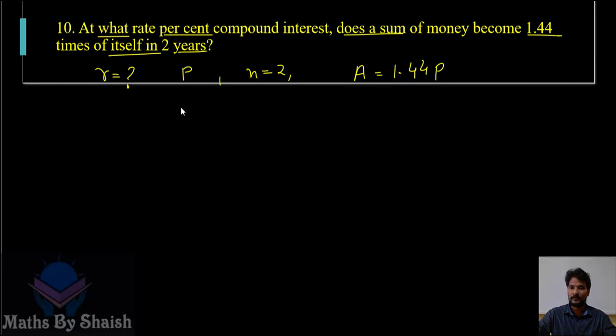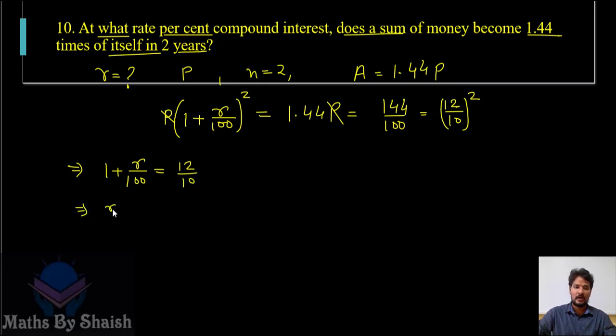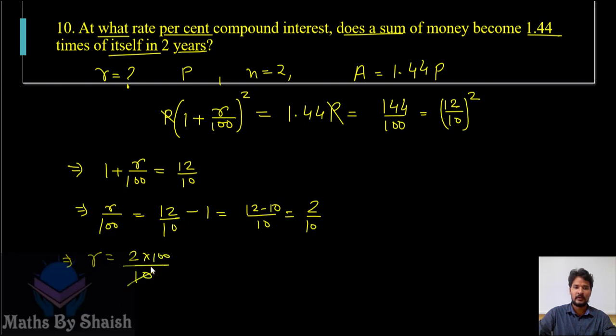And now we are going to simply use the formula for A, that is P times 1 plus R over 100 to the power n, where n is 2, equals 1.44P. Then we can cancel P, and rewrite 1.44 as 144 over 100. Since it is a square, because we know 12 square is 144, we can write 12 over 10 whole square. From here we can write 1 plus R over 100 equals 12 over 10 by cancelling the square on both sides, and then R over 100 equals 12 over 10 minus 1, that is 12 minus 10 over 10, that is 2 over 10, and hence R becomes 2 into 100 over 10.